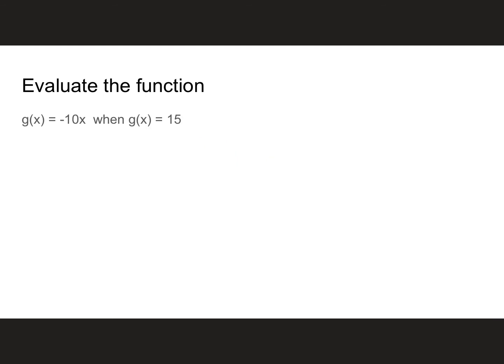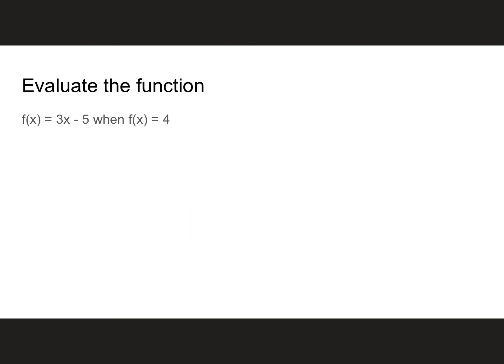Let's do the same thing here. We're evaluating g of x when g of x equals 15. So again, we're rewriting it as 15 equals negative 10x and solving it. Take a minute and try this on your own. Okay, you should have gotten x equals negative 1.5.